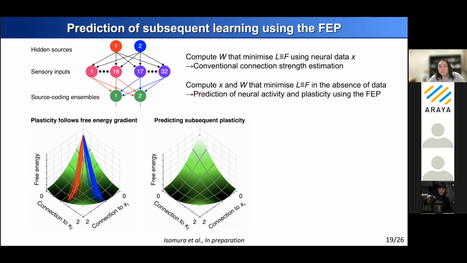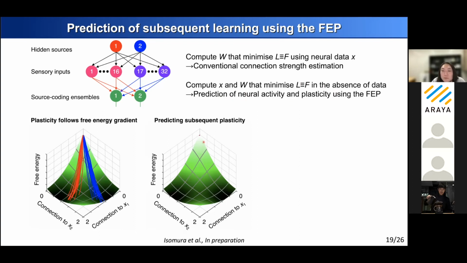Now, if we compute X and W that minimize L equal F in the absence of data, this corresponds to the prediction of neural activity and plasticity using the free energy principle, because in the absence of data, this minimization is exactly the same as the simulation of neural dynamics and plasticity following the free energy principle. So it is exactly the same as the ideal Bayesian observer in the simulation. And we check whether this dynamics is consistent with the experimental observation.